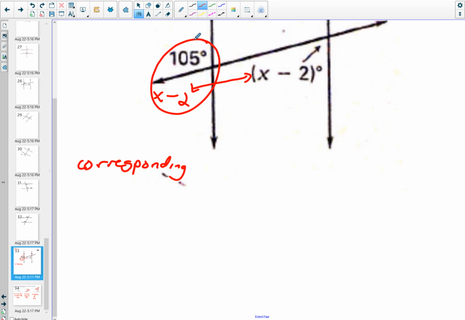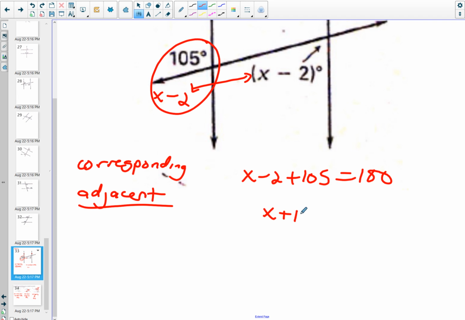Now that I know those two are the same, I do have a relationship between these two. What's the relationship between the two angles that are next to each other? You could say linear pair, or you could also say adjacent. So it just took me two relationships to get to where I needed. The relationship for adjacent angles is that they're supplementary, so x minus 2 plus the 105 gives me 180. So x plus 103 minus 103. X equals 77.